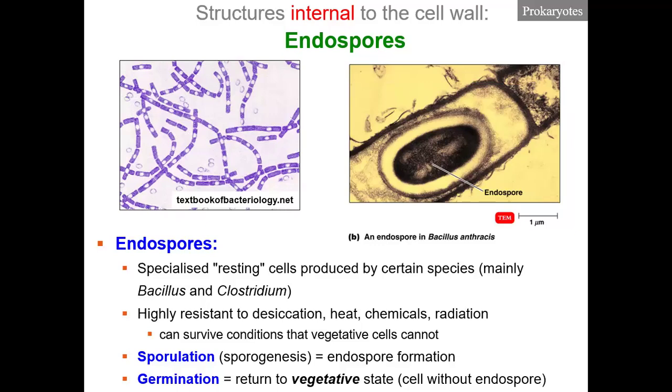Sporulation is sporogenesis, the endospore formation. Like these cells are making endospores. There's an endospore inside a parental cell right there. And then germination is the return to the vegetative state, meaning this endospore, when the environment becomes favorable, can germinate and grow into the vegetative state, a cell having metabolism, growing and reproducing.